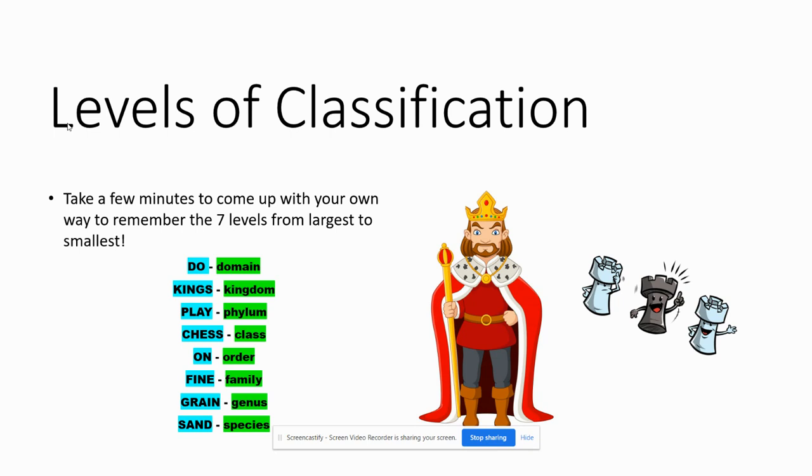And the one that I came up with when I was in 7th grade was, do kings play chess on fine grained sand? So I have that highlighted in the blue, and in the green are the levels of classification that go with each of those. So come up with one for yourself. It doesn't have to be what mine is. It can be anything, as long as it's appropriate for school.